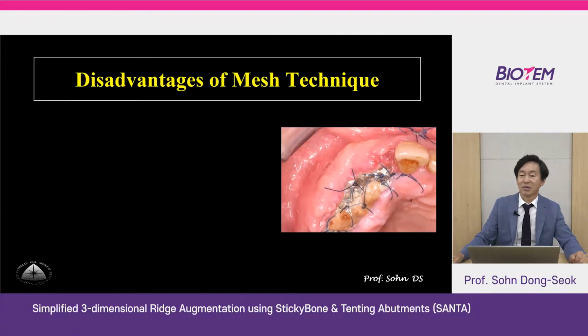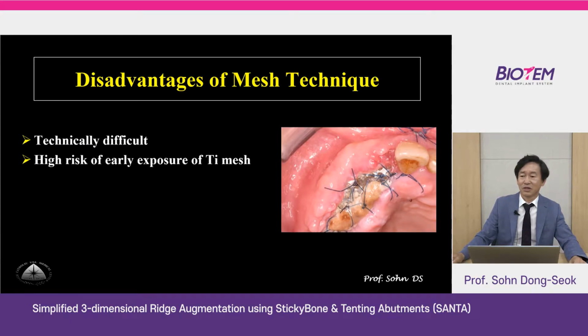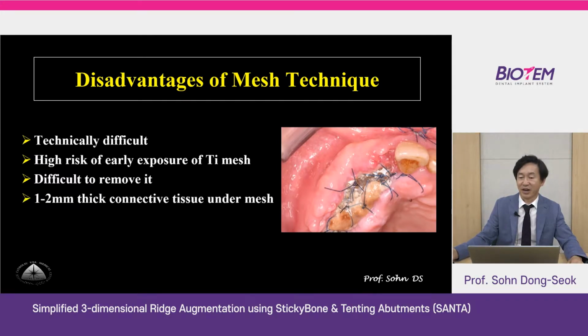However, there are some disadvantages of the titanium mesh technique, as shown on this slide. This technique is technique sensitive. Titanium mesh shows a high risk of early exposure of the membrane. Once the mesh is exposed at an early stage, the bone graft will fail. Also, titanium mesh is difficult to remove after healing.